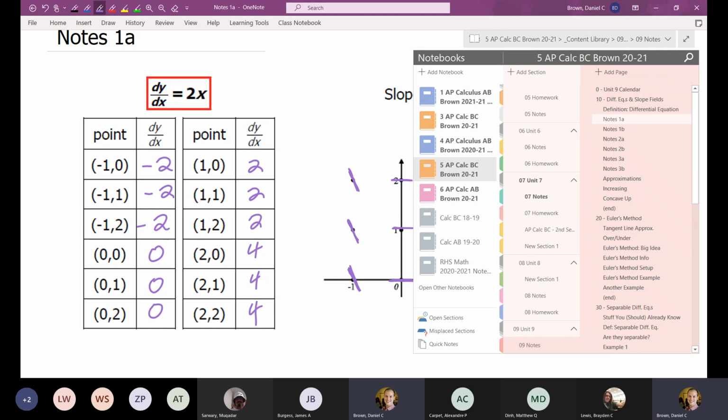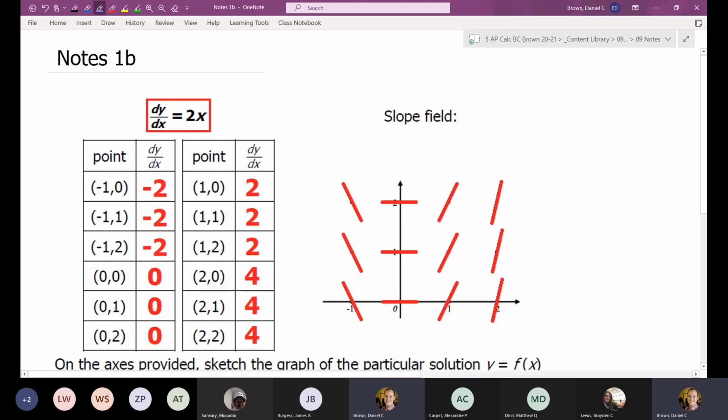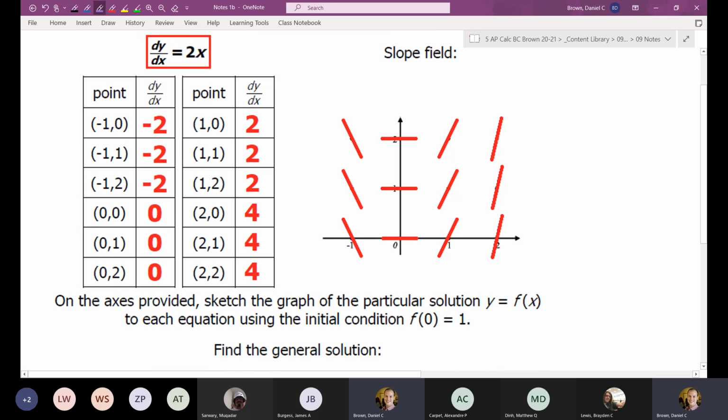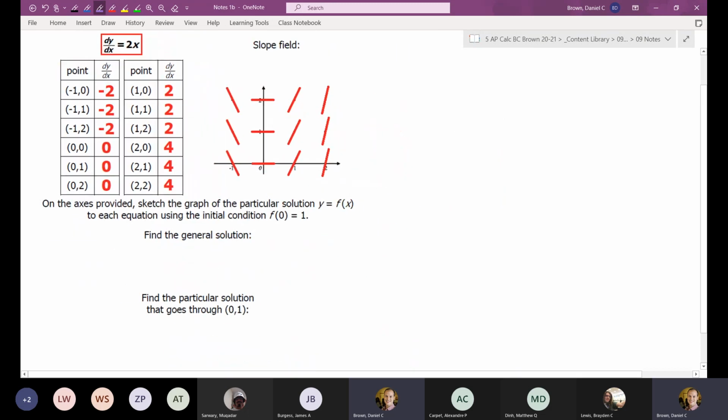Next slide, this is my computer-generated one, just so you can see more exactly what the slopes look like. So again, dy/dx is equal to 2x. There is the slope field of that problem. Underneath that, I have some interpreting that I want to do.